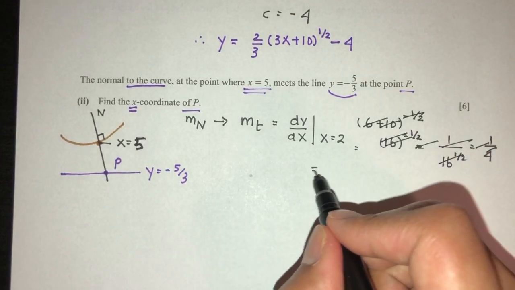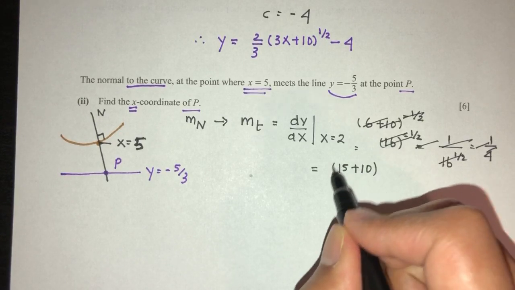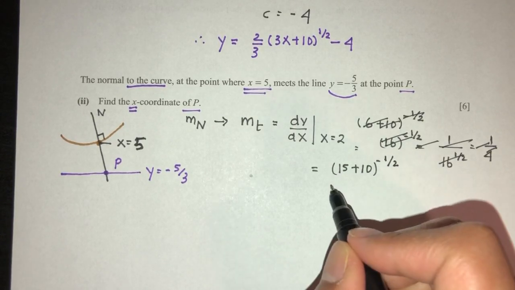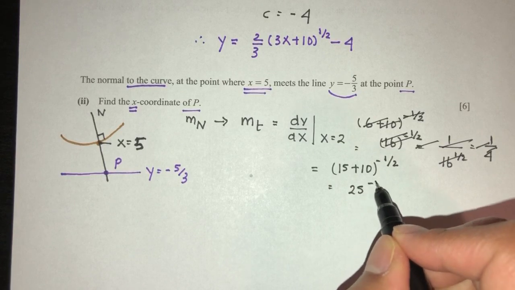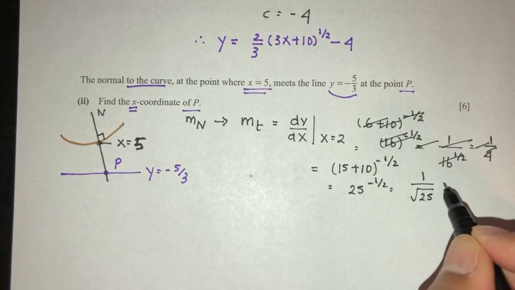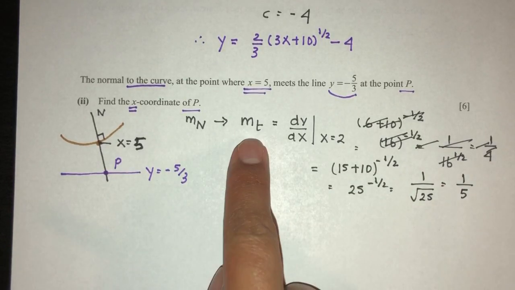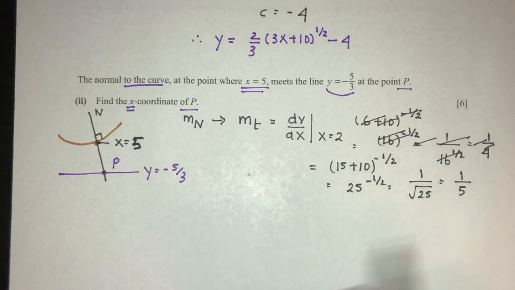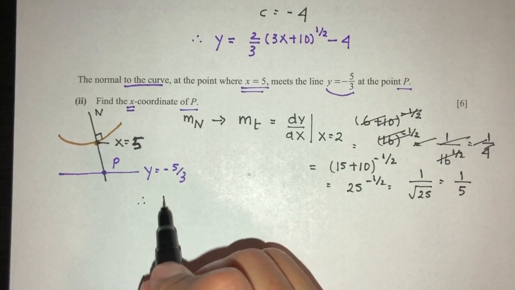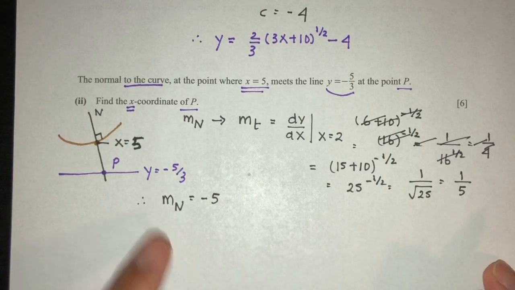So that will be 15 plus 10, to the power minus half. That will be 25 to the power minus half, which is 1 over root of 25, which is 1 over 5. So that is the gradient of the tangent. From this we can find the gradient of the normal, which is equal to minus 5. Okay, that is what we need.